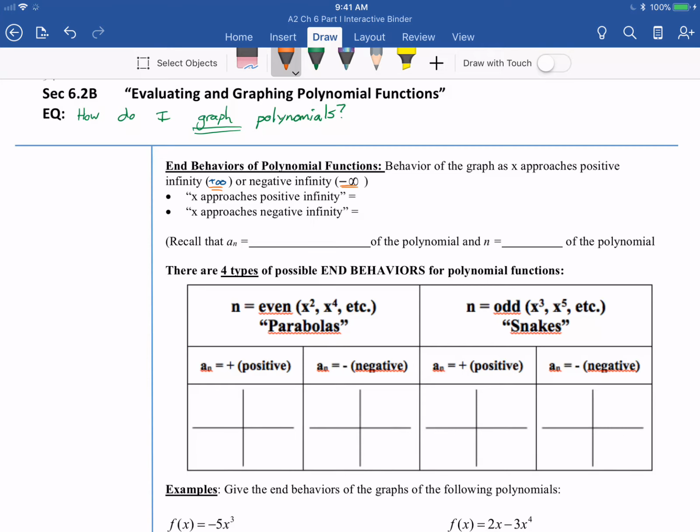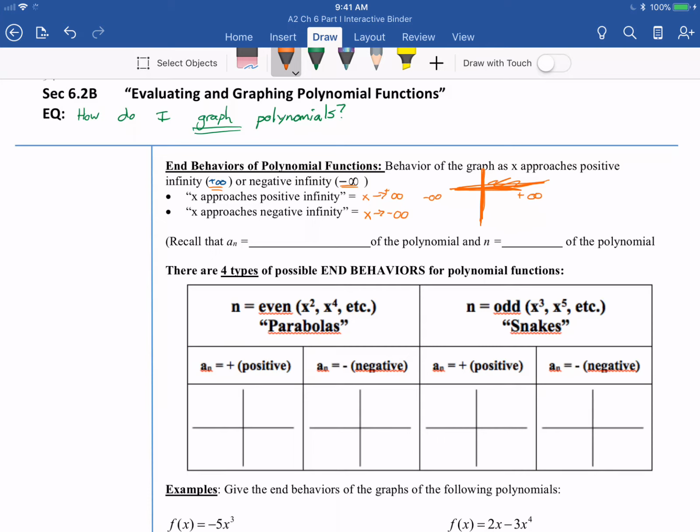All right, so as x approaches positive infinity, you can put a positive out there, that's fine, or as x approaches negative infinity. All right, awesome. So on a graph, as x approaches positive infinity, that's going to be the right side of this graph. These are all positive numbers over here, right? Now the left side of the graph is where we have x approaching negative infinity.